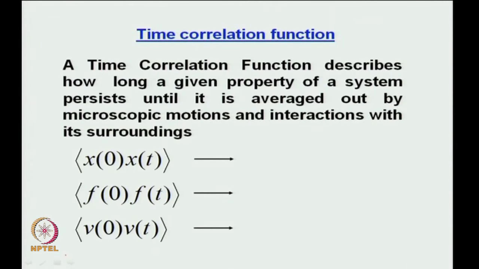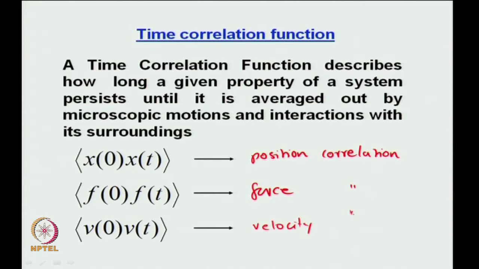So, then what is the time correlation function? Obviously, correlation is a function of time here. So, a time correlation function describes how long a given property of a system persists until it is averaged out by microscopic motions and interactions with its surroundings. Now, that is what we discussed at length right now. So, then what is x? So, this is referred to as your position correlation. What is f? Force, then we say force correlation, and what is v? Velocity, and we say velocity correlation.